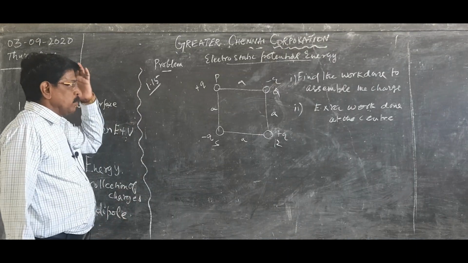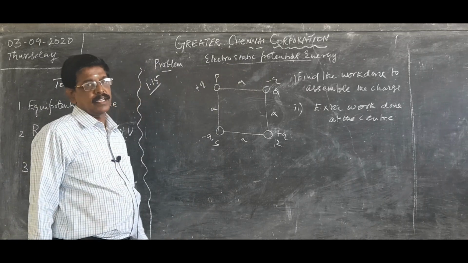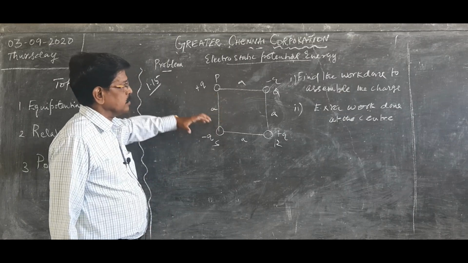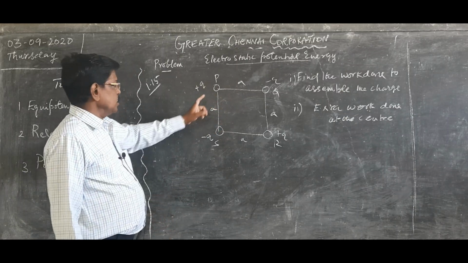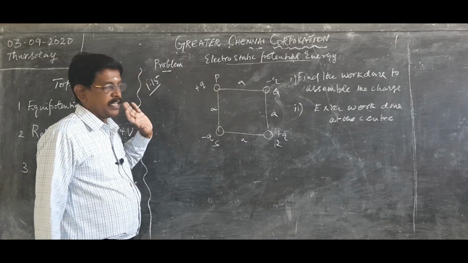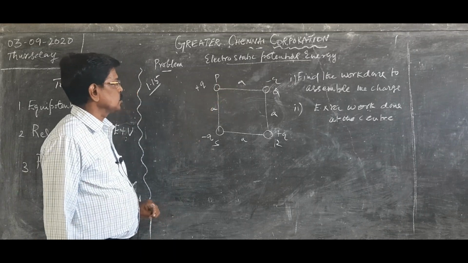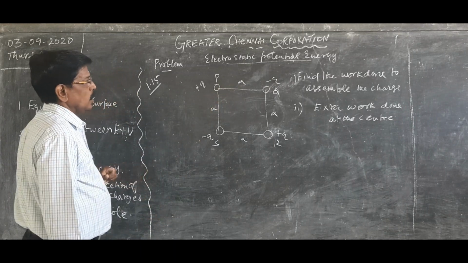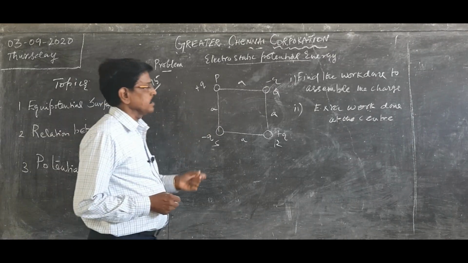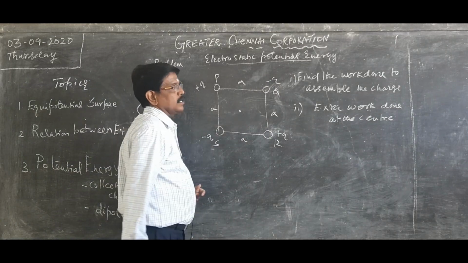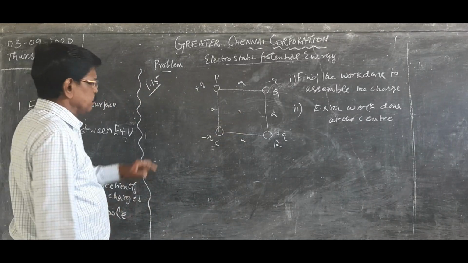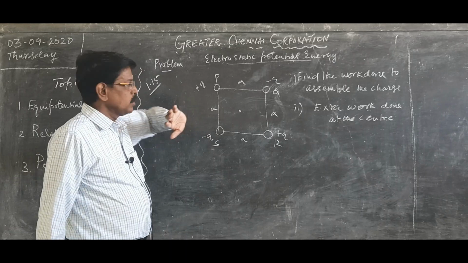Now we are going to see a problem using this electrostatic potential energy. See the diagram. There is a collection of charges assembled in this way. At each corner of the cube, plus q, minus q, plus q, minus q is placed. The side length is A. First, we have to find the work done to assemble all the charges. Second, suppose a charge is kept at the center of the cube, what is the extra work done in placing the charge exactly at the center? We are going to discuss this.